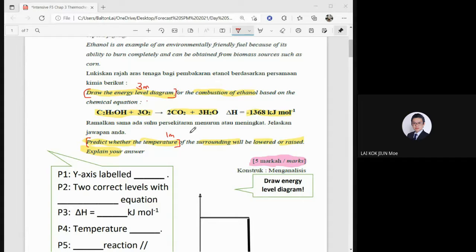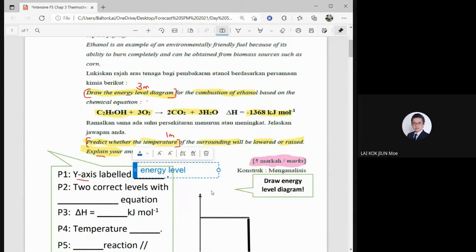So now ID, you know already, all the marks for the predict, another 1 mark for this one, explain. Yes, you are right, 3 plus 2. So when you draw the diagram, make sure you have 3 things. The first thing, the Y axis must be labelled what? Energy level, right? So we use the keyword energy level.